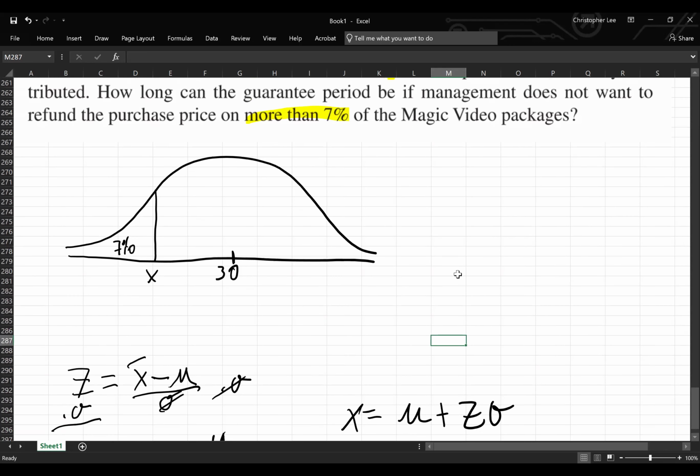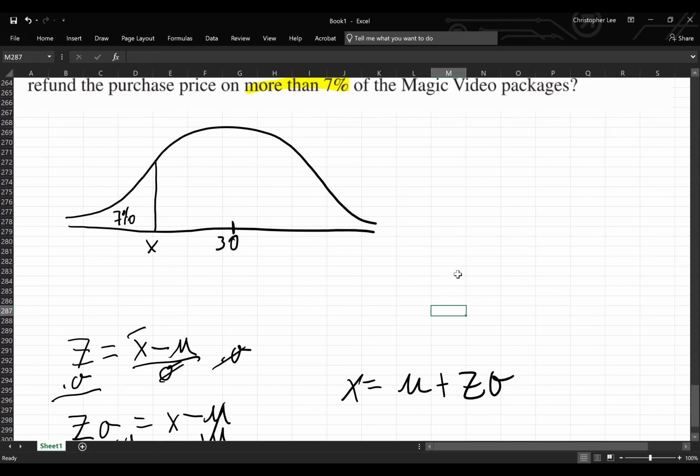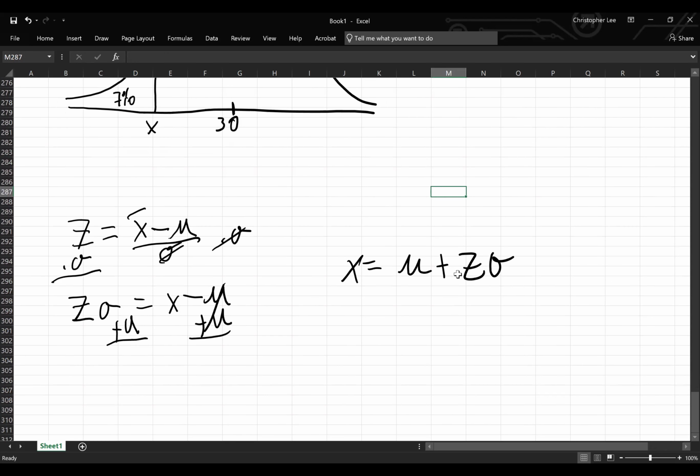All right. Go down. Hold on one second. Let me see. So I know what my mean is. I know what my standard deviation is. Just plug it in. Keep it simple.